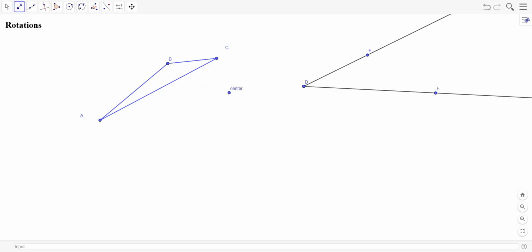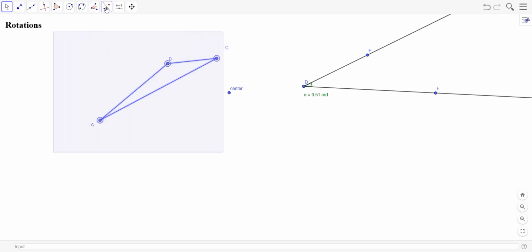So there's our center of rotation, and we want to rotate this triangle about that center through this angle. Let's say we want to go in the positive direction. So what we want to do is measure that angle like that. It's measured in radians here. You can measure it in degrees. It doesn't matter.